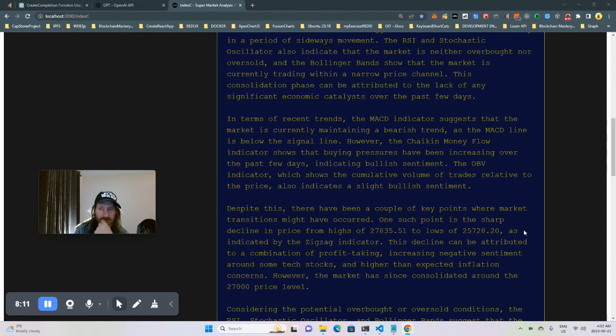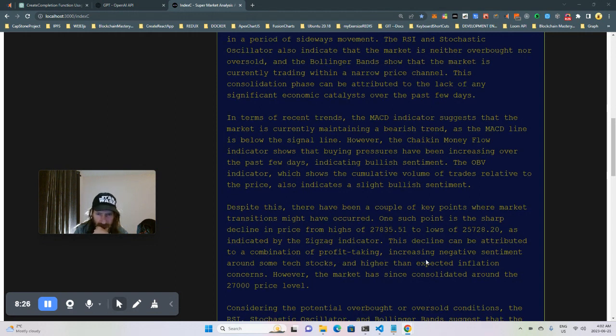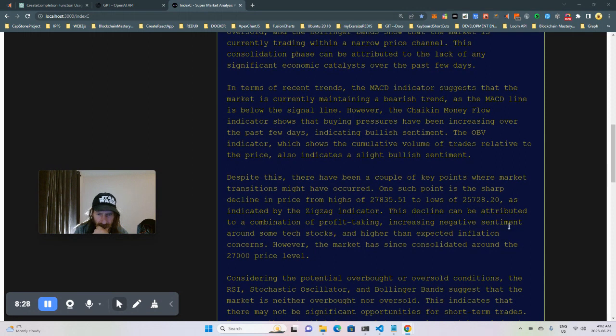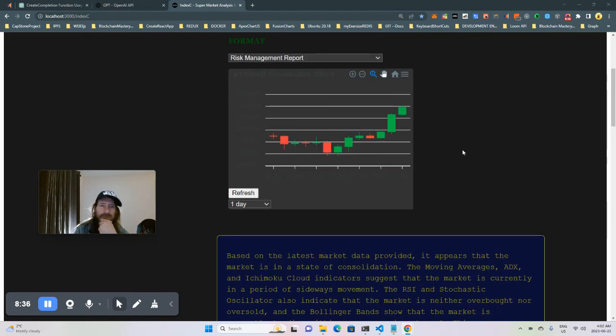One such point is the sharp decline in price from highs of 27,835.51 to lows of 25,728.20, as indicated by the zigzag indicator. This decline can be attributed to a combination of profit taking, increasing negative sentiment around some tech stocks, and higher than expected inflation concerns. However, the market has since consolidated around the 27,000 price level.